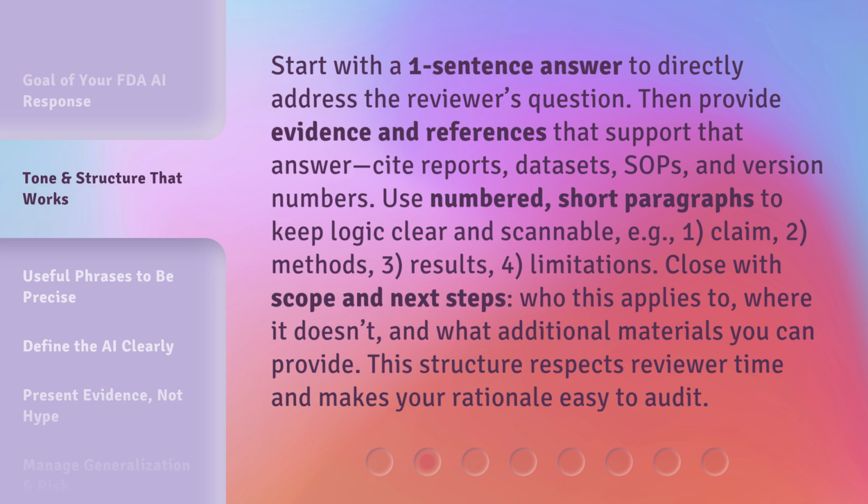Use numbered, short paragraphs to keep logic clear and scannable, e.g., 1. Claim, 2. Methods, 3. Results, 4. Limitations. Close with scope and next steps. Who this applies to, where it doesn't, and what additional materials you can provide. This structure respects reviewer time and makes your rationale easy to audit.